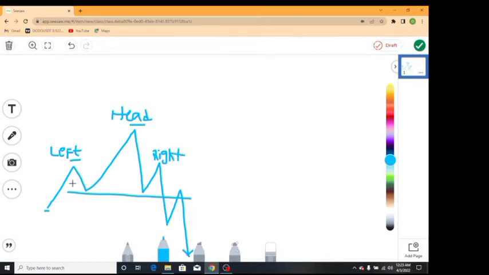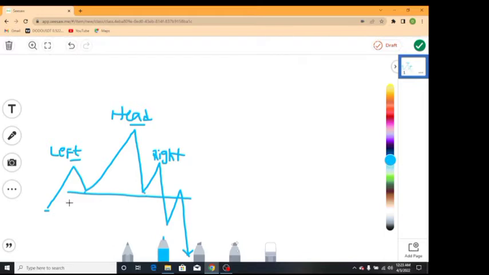And then this point here and this point here serve as the support. We call it the neckline, just like a human being standing. This is the left shoulder, and then just around the shoulder we have the neck. So here is the neck. It serves as support. So the price tries to hold above this support level.